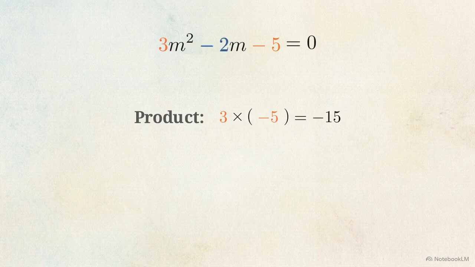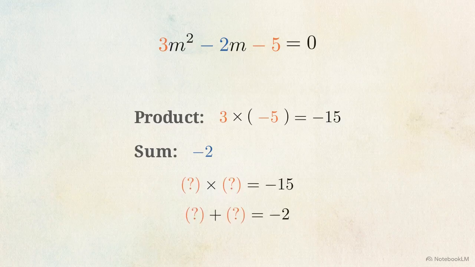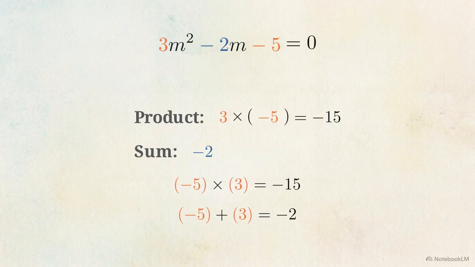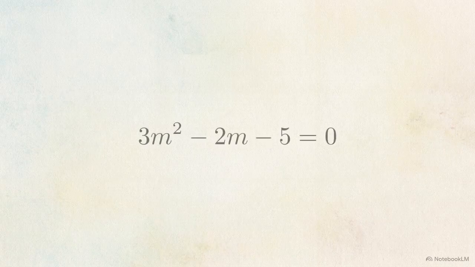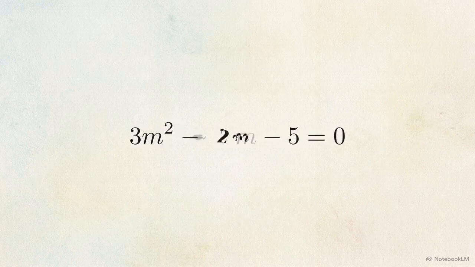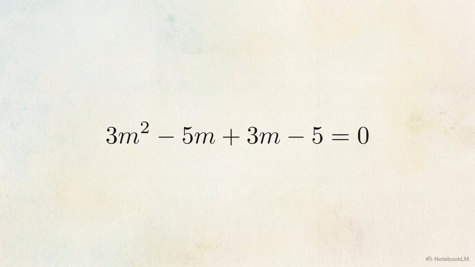Take a moment to pause the video here. See if you can identify 2 numbers that meet both requirements. The numbers we need are -5 and 3. As you can see, they multiply to -15 and add together to give us -2. These values let us split the middle term, allowing us to factor the equation by grouping. Replacing -2m with -5m plus 3m changes the structure without altering its total value.